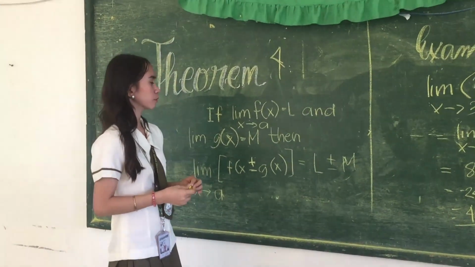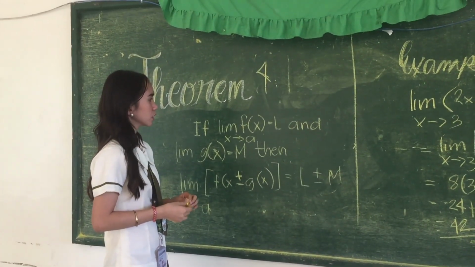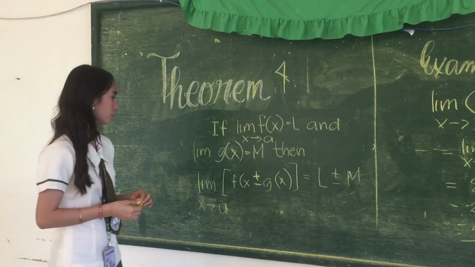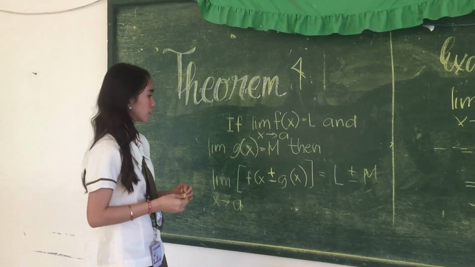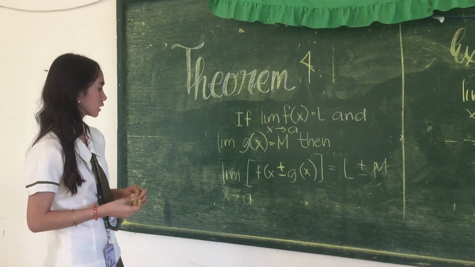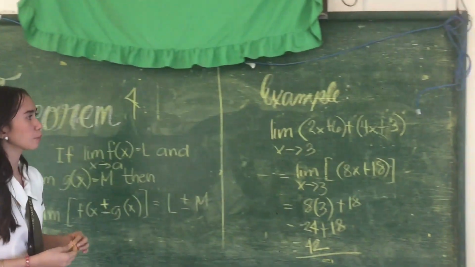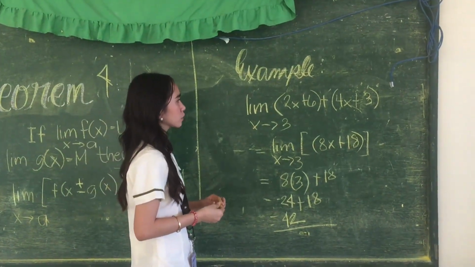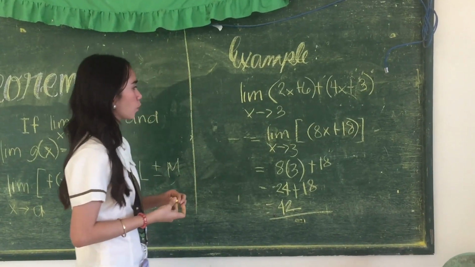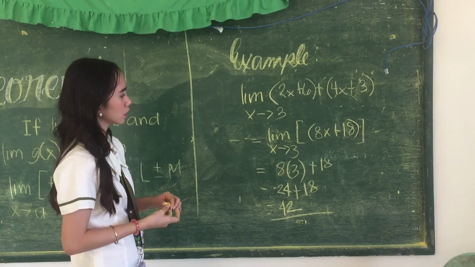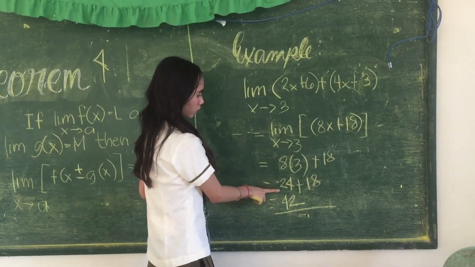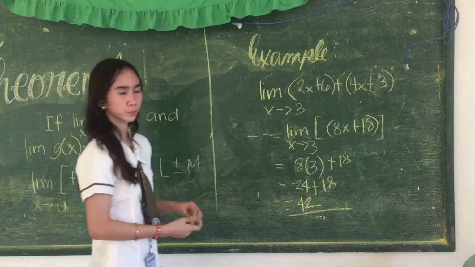Theorem 4. If the limit of f of x where x approaches a is equal to L and the limit of g of x is equal to m, then the limit of the quantity f of x plus or minus g of x is equal to L plus or minus m where x approaches a. Example: the limit of 2x plus 6 plus 4x plus 3 where x approaches 3 is equal to the limit of the quantity 8x plus 18 where x approaches 3. 8 times 3 plus 18 is equal to 24 plus 18, which is equal to 42.